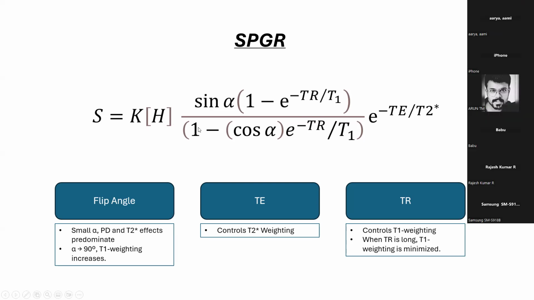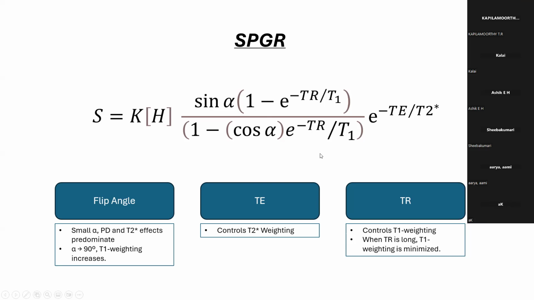Coming to the denominator, this entire component represents the residual longitudinal magnetization after each RF pulse. As a whole, this fraction is a ratio of the steady state magnetization, which is balancing between the recovery and the residual magnetization. And finally, we are all very familiar with this component, which is the exponential decay of T2 star with respect to the echo time.